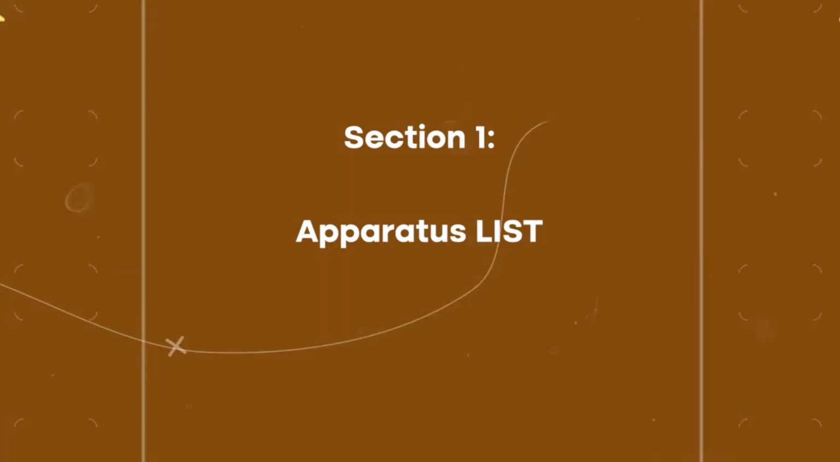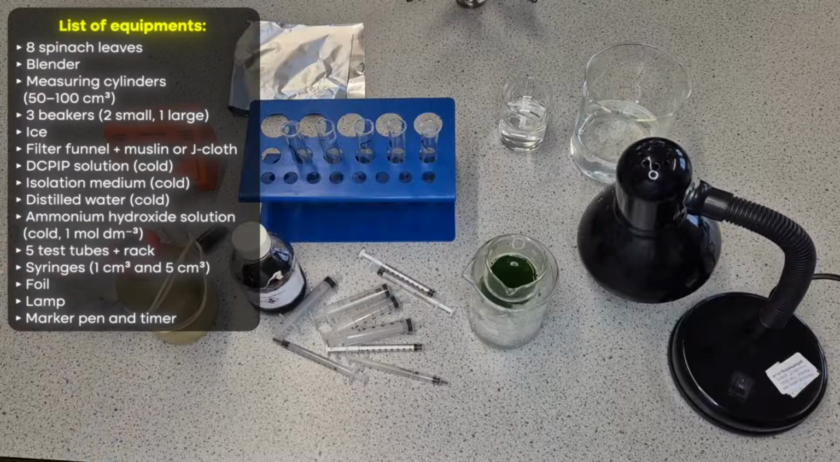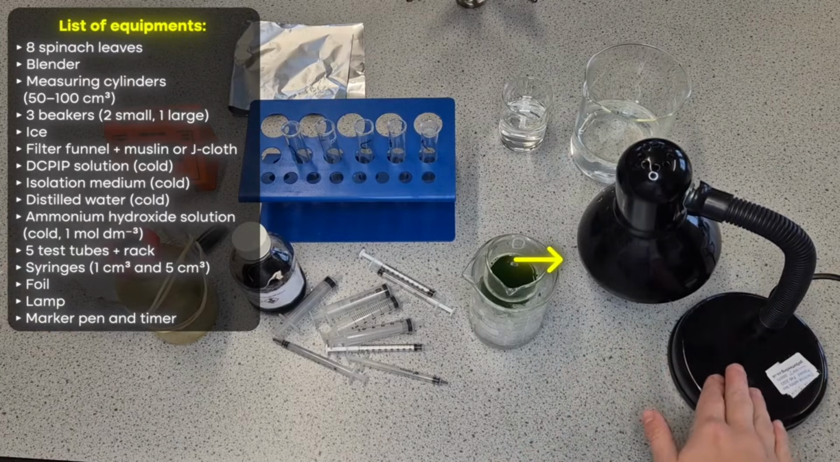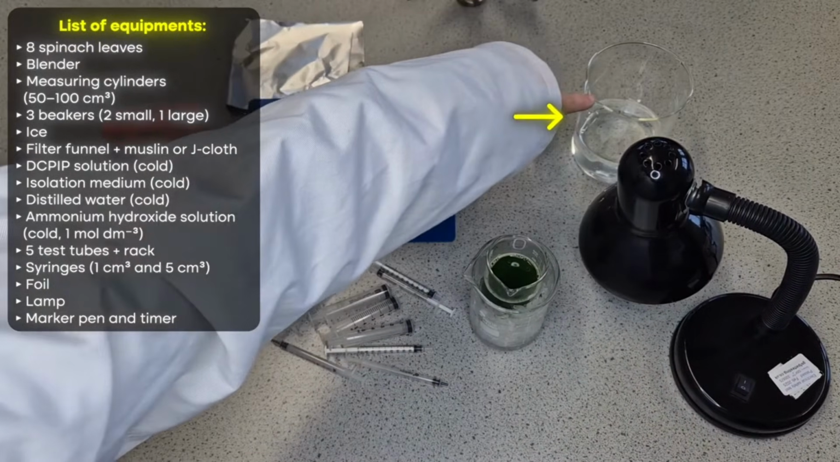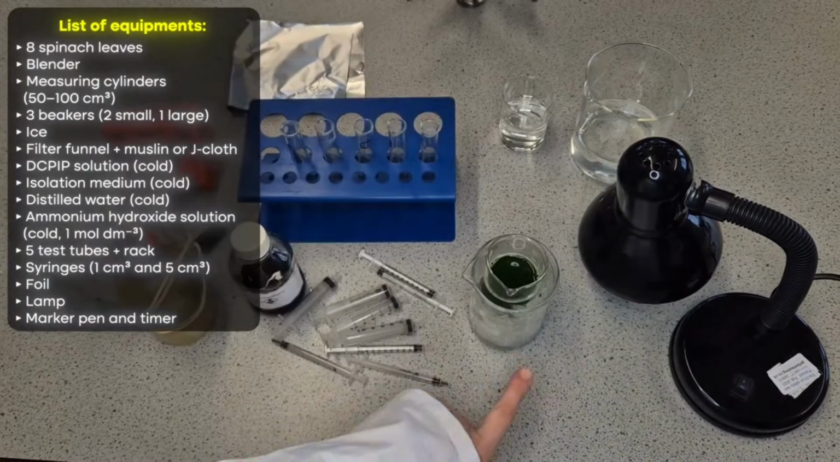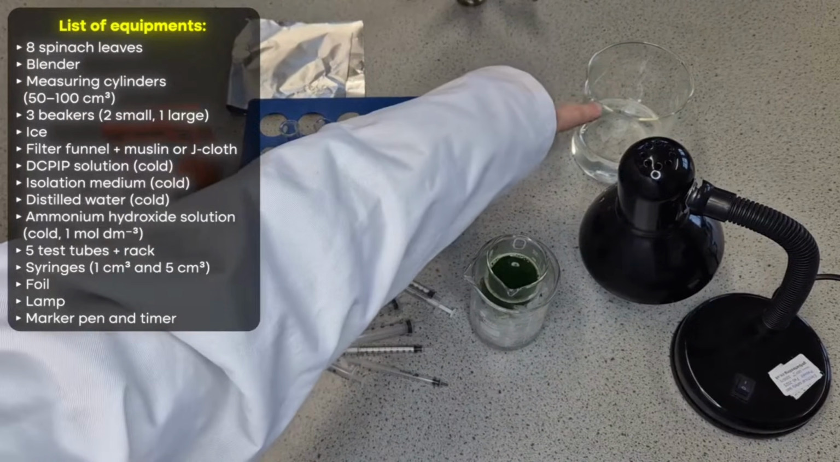So if we have a look then at all of the equipment that we've got for this experiment, we've got a lamp that we're going to use as our light source. Got a large beaker over here with cold water, and I'm actually going to use this ice later on in there to make the ice cold water bath.